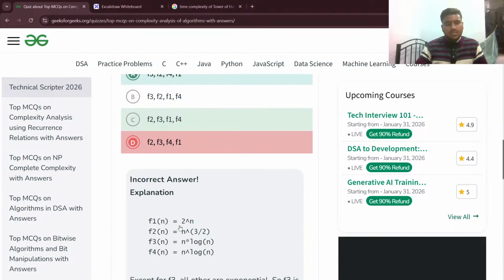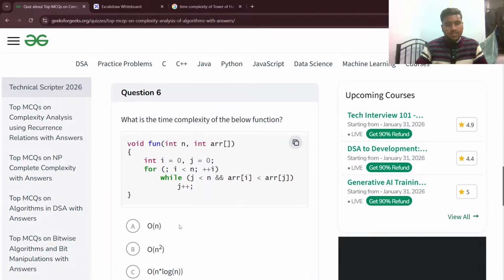Let's do another one and see how you can solve such problems. What is the time complexity of the below function? So here I need to check the time complexity of the given function. And how can I check that? The reason is very simple. This is taking n, and this is taking the length of the array.